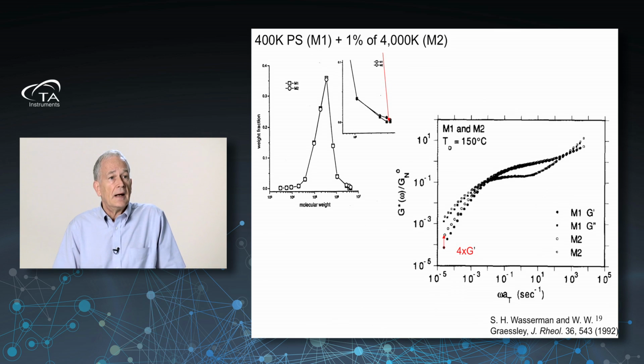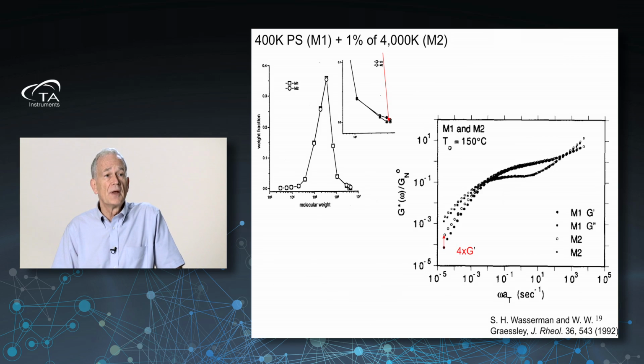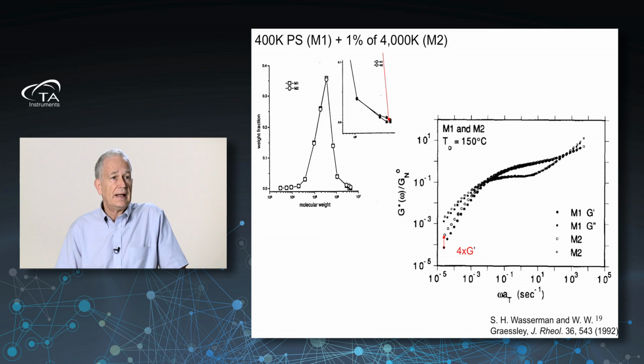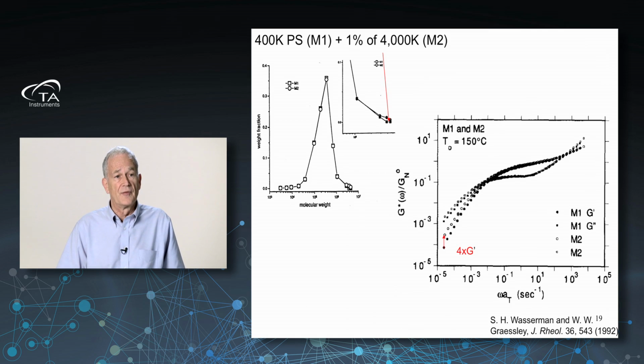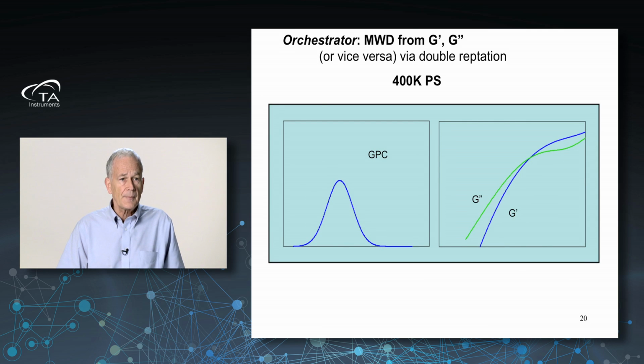Here's just an example of how sensitive rheology is. We blended a 4 million molecular weight with a 400,000. We only put in 1%. And if you look at the molecular weights plotted there, you can see a very small change, that 1%. We've blown it up with a little red arrow. But if we look at the change in G prime, especially at low frequency, we get 4 times the change in G prime.